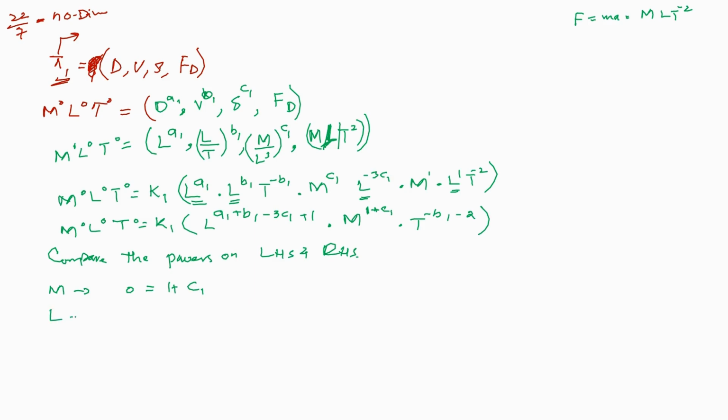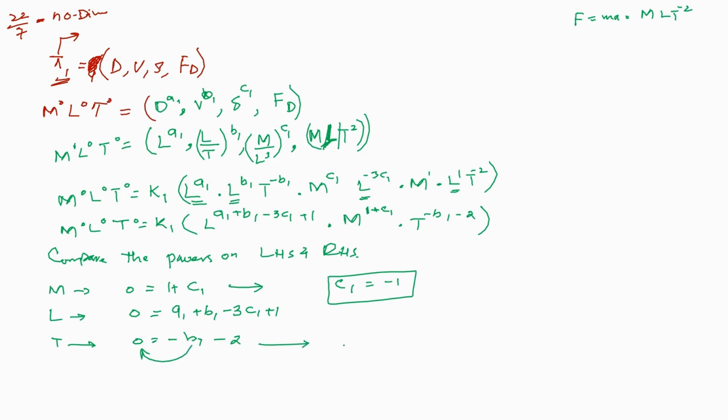And for L on left hand side, you can write 0. So L here is a1 plus b1 minus 3c1 plus 1, and for t we have 0 on the left side, and here it is minus b1 minus 2. So from this equation we can get the value of c1 as minus 1. We can get the value of b1 if shifted to this side. This will be plus b1. B1 is equal to minus 2, because minus 2 will remain here.